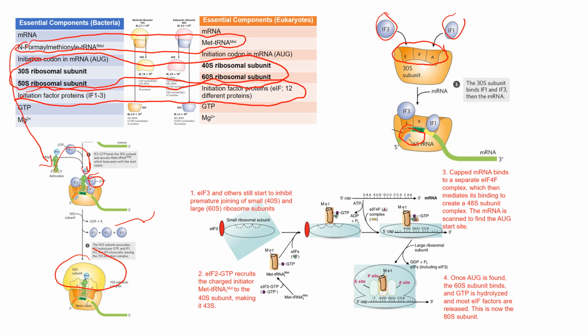Eukaryotes, it's very similar. We have initiation factors that will bind to prevent the addition of the 60S subunit to the top. In this case, we have our methyl tRNA methionine instead of our N-formylmethionyl tRNA. That's essentially the only difference there.